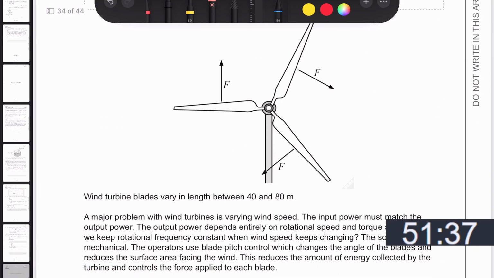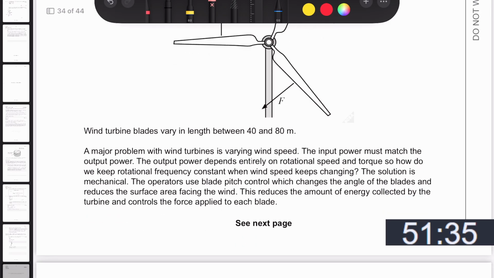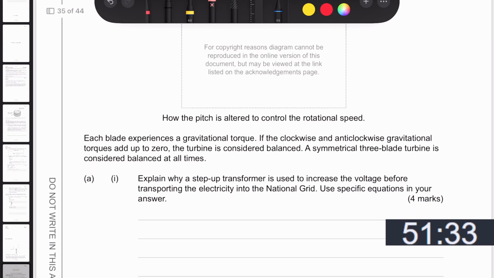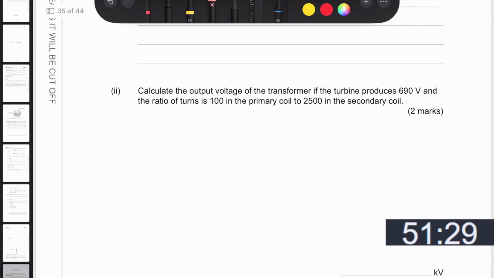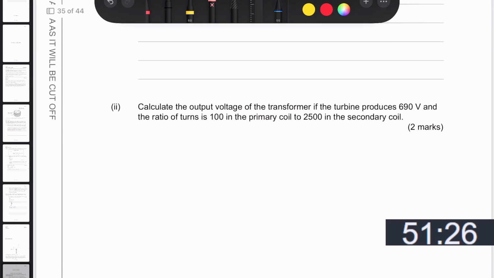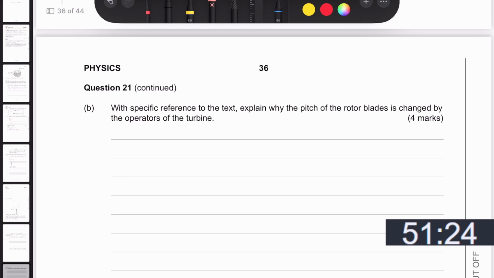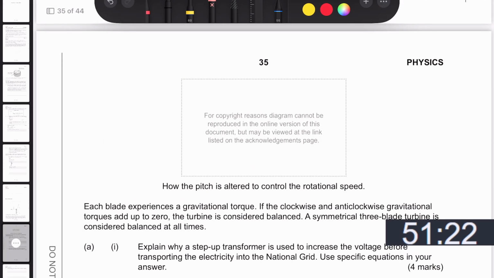Okay, now onto wind turbines. So it looks like I have to read the first, I think it's the first 2 paragraphs of this. And then this was just an image. I couldn't get one of the other images up because it wasn't working.